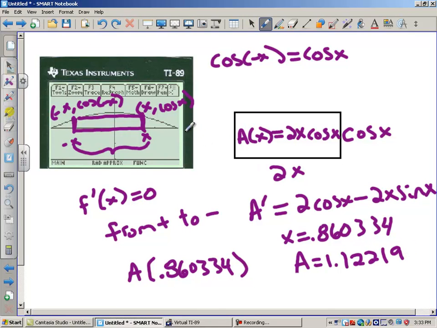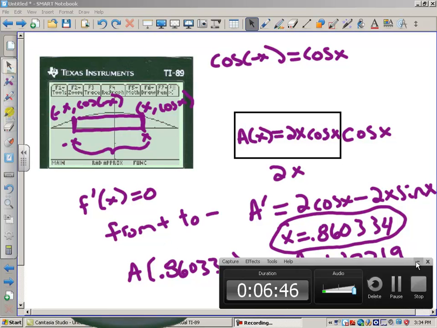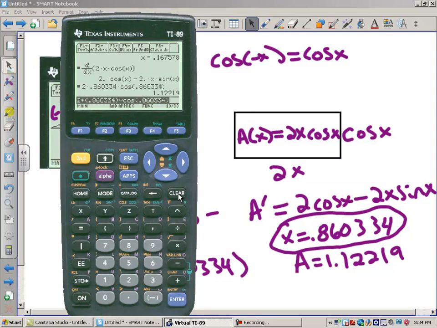Now I want to show you by using the second derivative test whether or not this x value is a max or a min. So let's go back and look at that. So we're going to go to the home screen. Oh, no, I know that I'm recording. I'll go to the home screen here, and I'm going to find the second derivative of our original function. So I'm going to come back and have that be comma 2, and I'm going to close parentheses, and I'm going to evaluate this at x equals 0.860334.